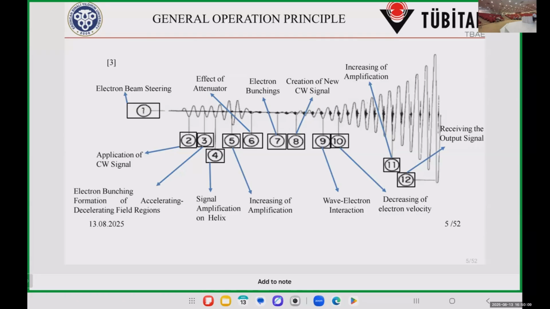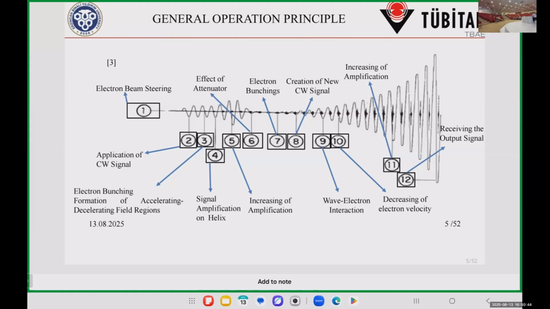In number 6, we can see a continuous wave signal is decreasing because of the attenuator. We use the attenuator here to prevent undesired waves, such as waves reflected from mismatched loads, from returning to the tube input and causing oscillation.